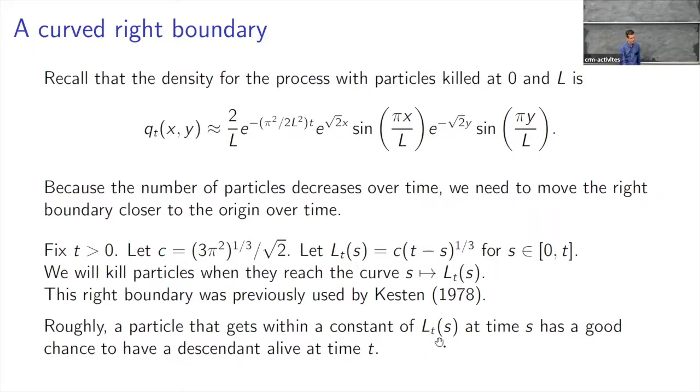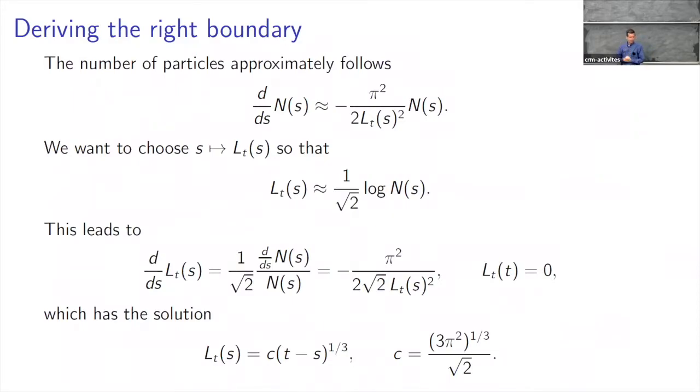And then the significance of this curve L_t(s) is that, very roughly, a particle that gets very close to L_t(s) at time s has a good chance to have descendants alive in the population at time t. Now I want to say a bit more about where the formula for this right boundary is coming from. So roughly the number of particles at time s is decreasing according to this differential equation here. Of course, this is very rough because the number of particles is quite random, but on average, because of the e^(−π²/(2L²) · t) factor that appeared in the density formula, very roughly, the number of particles at time s is decreasing at a rate of −π²/(2 L_t(s)²) times N(s).